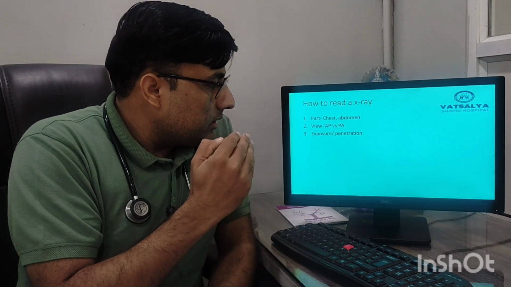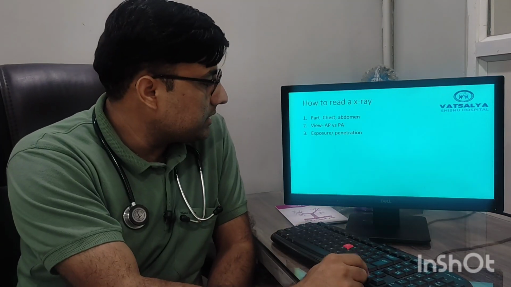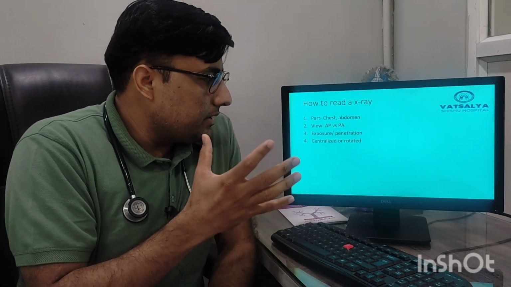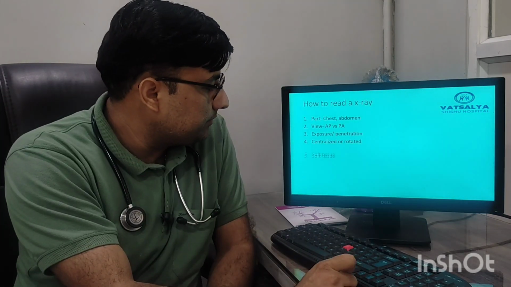Then exposure or penetration. Is it underexposed film or overexposed film? How to differentiate? What are the different points? Then is it a well centralized film or rotated film? Which side is the rotation? How to differentiate centralized and rotated film, and what are the different points?